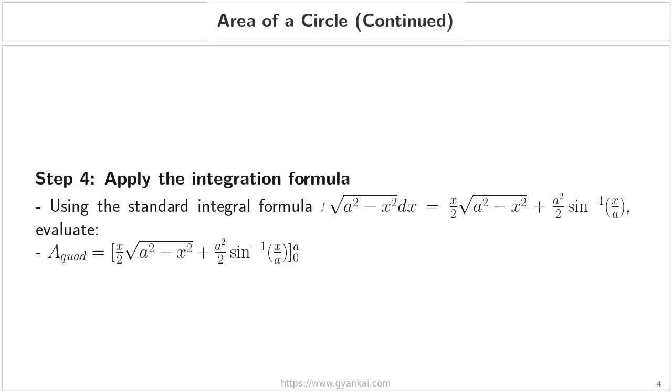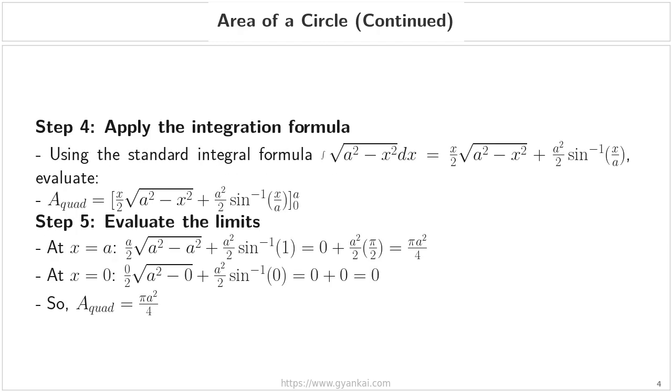Area of a circle, continued. In step 4, we need to apply the integration formula. You'll notice we are dealing with the integral of the square root of a squared minus x squared with respect to x. The standard formula for this is x over 2 times the square root of a squared minus x squared, plus a squared over 2 times the inverse sine of x over a. We are going to evaluate this expression using the limits we established earlier, specifically from 0 to a.